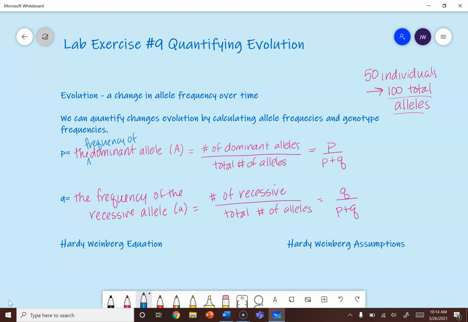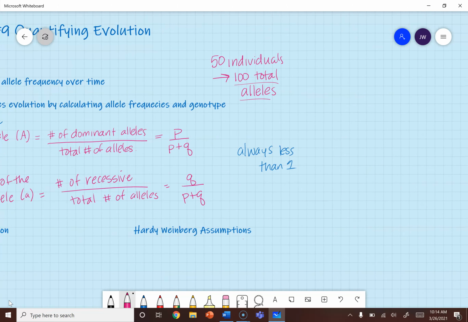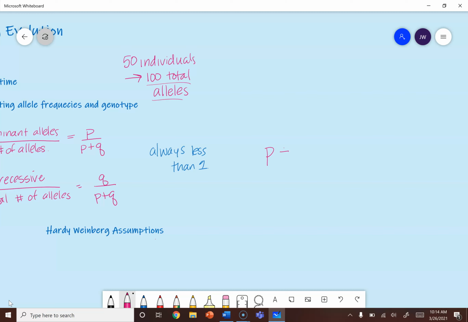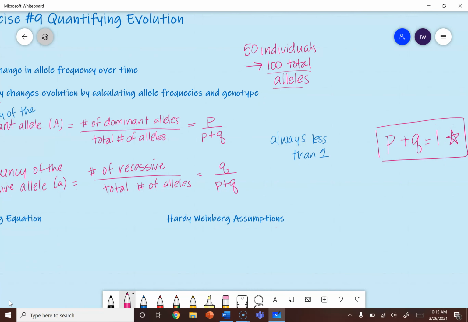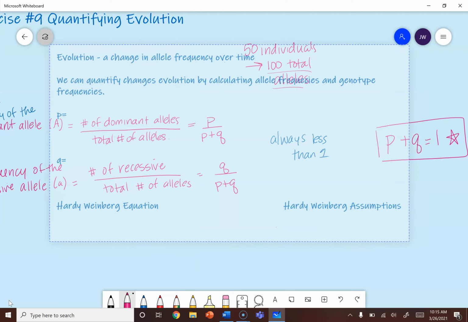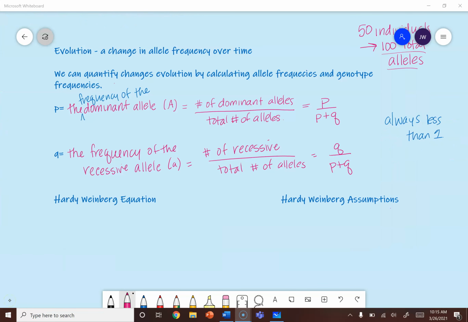of the dominant allele. So keep in mind we're dealing with frequencies. Now a frequency is always less than 1. And also when we're dealing with frequencies, the total for all of our frequencies is going to equal 1. So p plus q is equal to 1. This is important because if we find p, then we can calculate q without going back and redoing our calculation. So keep in mind that p plus q is always equal to 1.